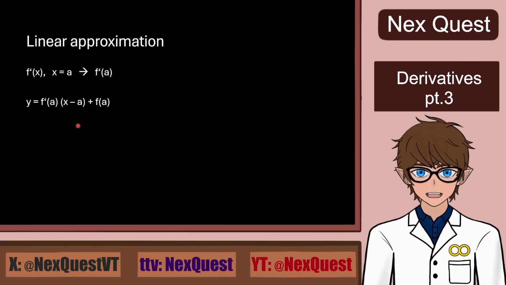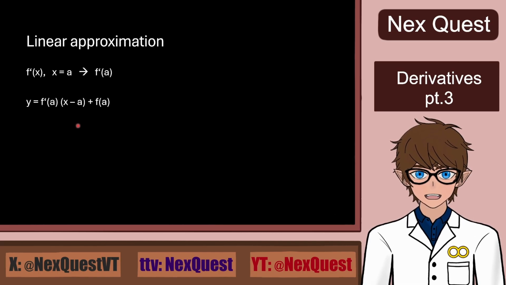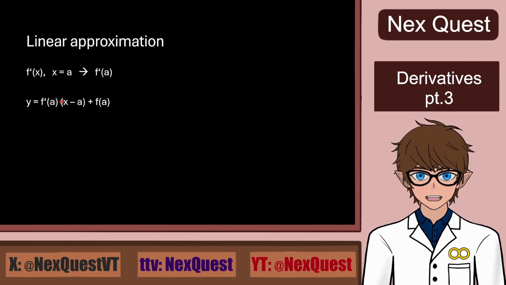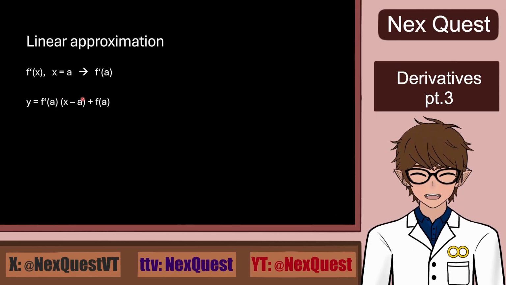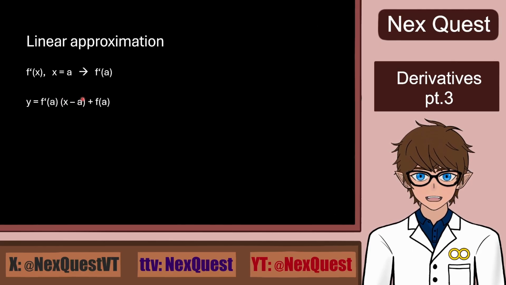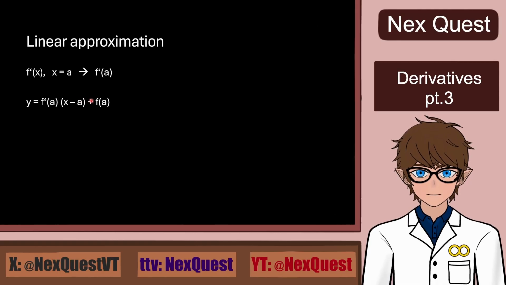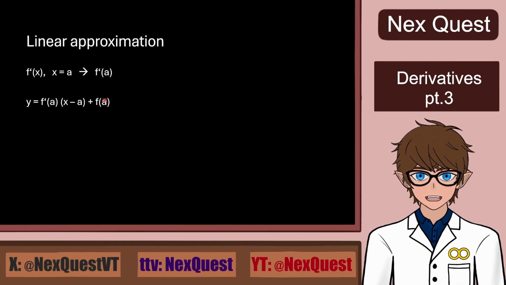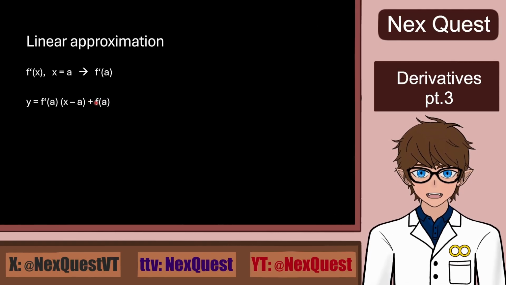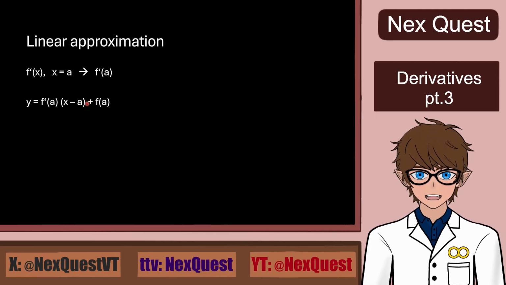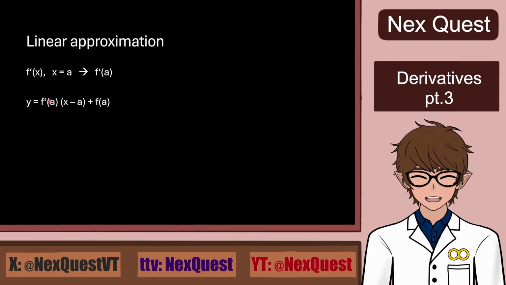So this formula is the derivative of the function at a times the difference between the nice a value and the x at which we calculate the y, so the x at which we're estimating the y, plus the value that the normal function has at point a, so the nice a. It will give us an estimated y value that the function would have.